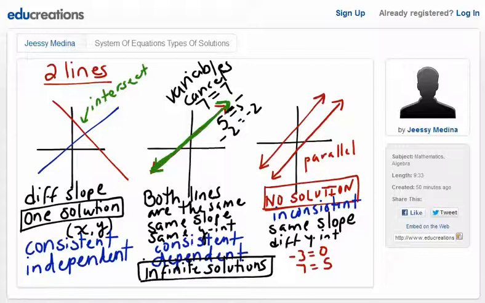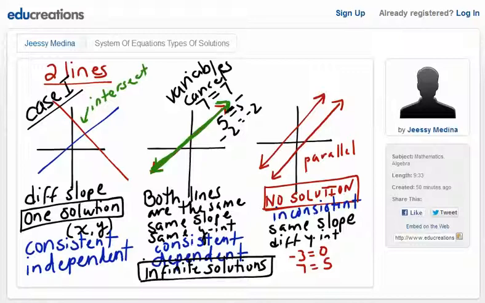Alright, so recapping, there's three types of solutions, or three different cases that you're going to see. Case 1 is going to be the case where the lines do cross each other and you have one solution. It's consistent and independent. The lines overlap. They are the same line, same slope, same y-intercept. It's consistent, but because they overlap, we call it dependent. And you have an infinite number of solutions.